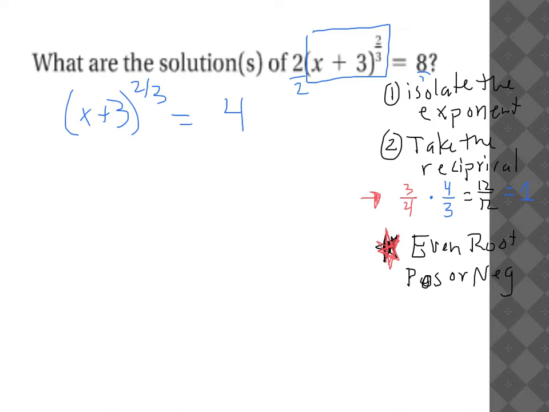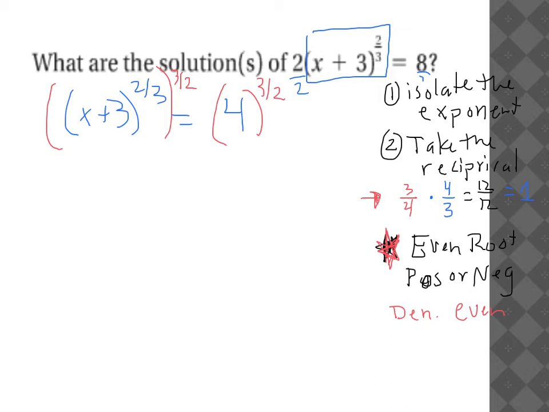How do you know if it's even? By the fraction. Even root means the denominator is going to be even, so the number on the bottom of the fraction. So the next step I have here is to raise the whole thing to 3/2, because the reciprocal is going to be flipping it. So I'm going to raise the other side by the same thing, 3/2.